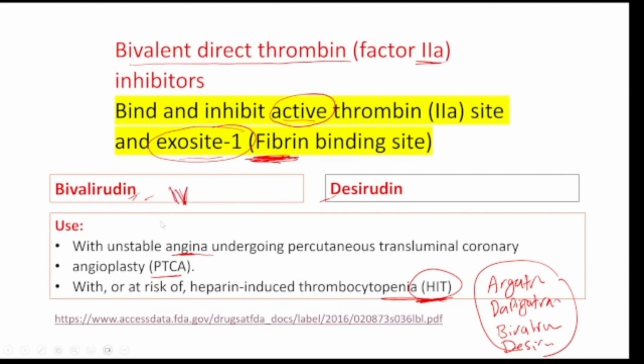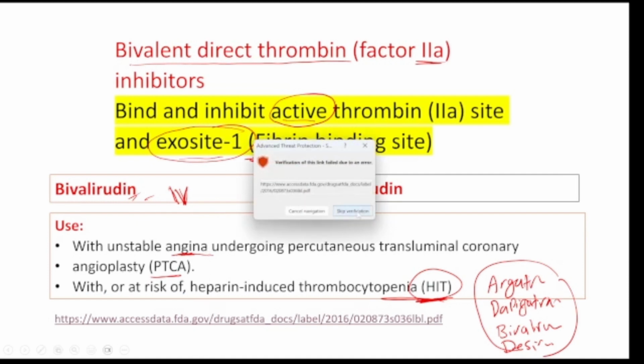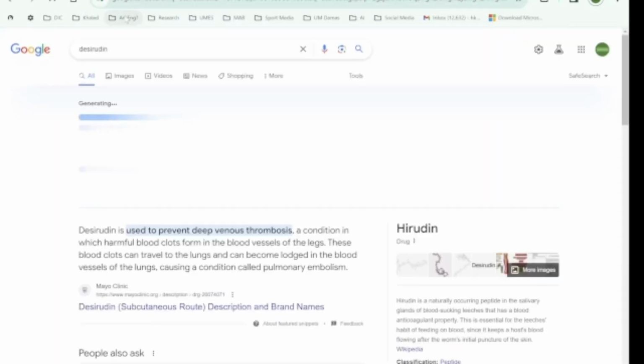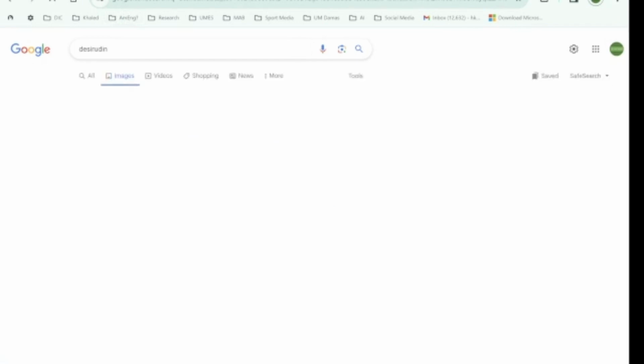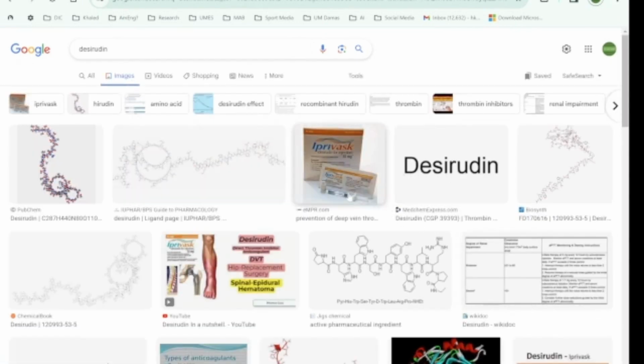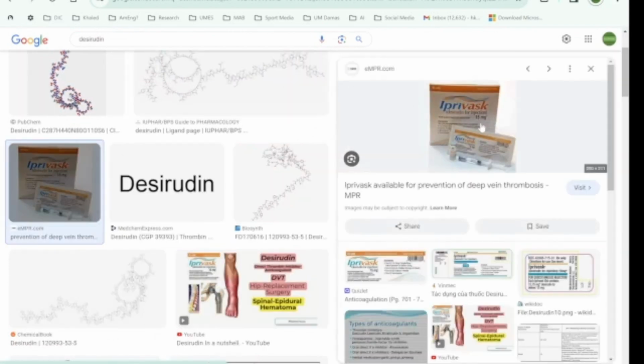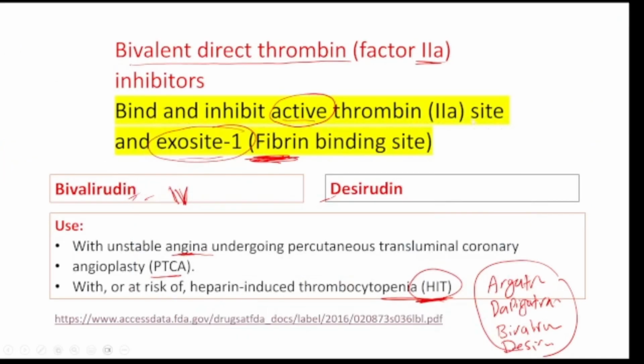What about desirudin? Do you think desirudin is the same? Desirudin. Go to the image. Okay, you can see it here like an injection, pre-filled syringes. Okay, desirudin. This one is like an alternative for patients with HIT or unstable angina or angina. Okay.